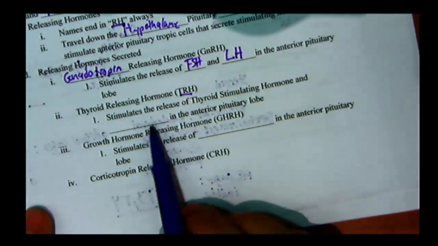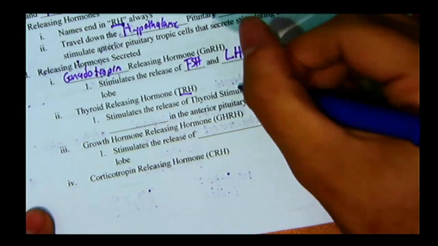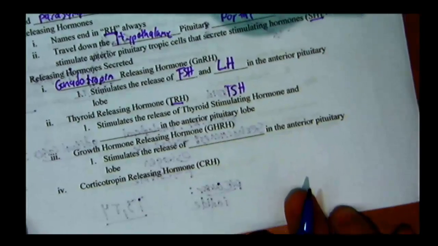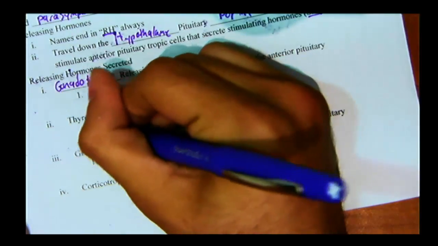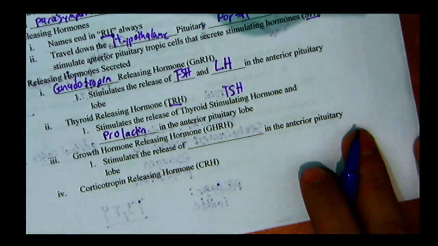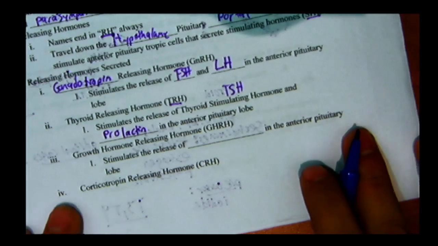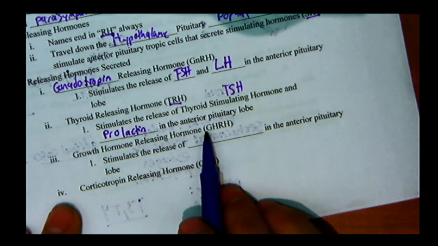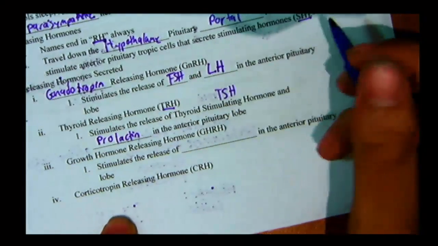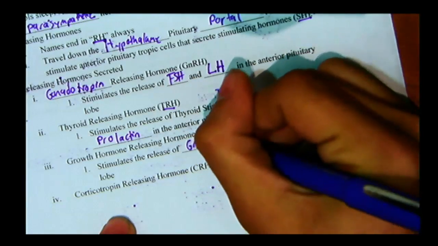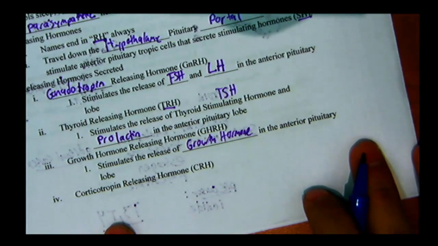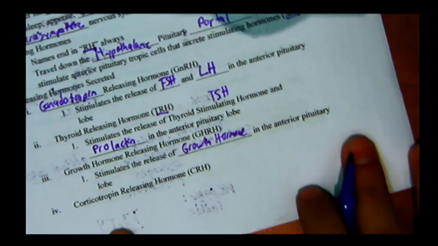So growth hormone releasing hormone. So what do you think that stimulates? Growth hormone. It's very redundant. Growth hormone. And then we have corticotropin releasing hormone, or CRH. That stimulates the release of what from the anterior pituitary? ACTH.